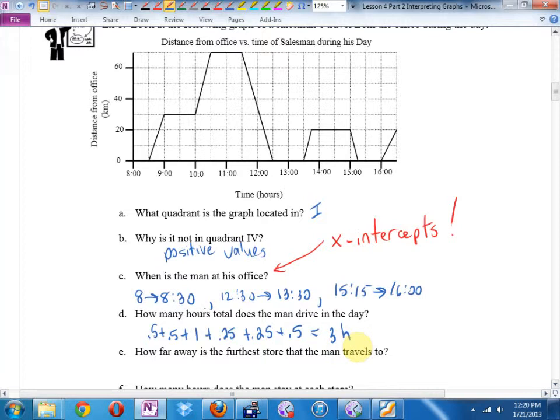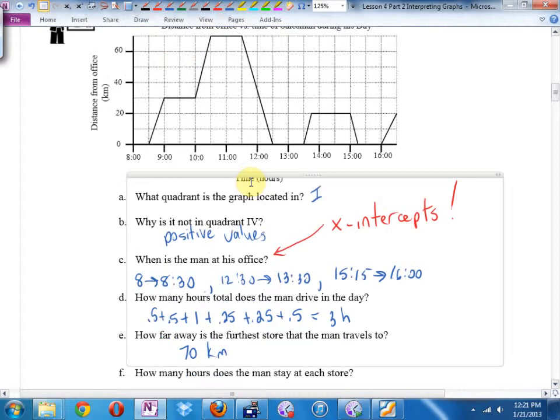How far away is the furthest store that the man travels to? That's the time. We want a distance. So now you're noticing, by the way, not only do you have to count the squares, you got to look at the scale. And so initially Darian said 65. No, he caught himself because he realized vertically each square is worth what? 10. This is a quantitative graph. It's got numbers on it. So 70 kilometers? Right here.